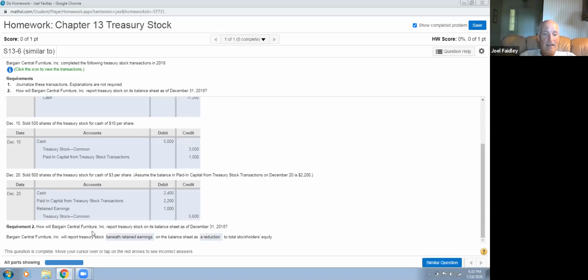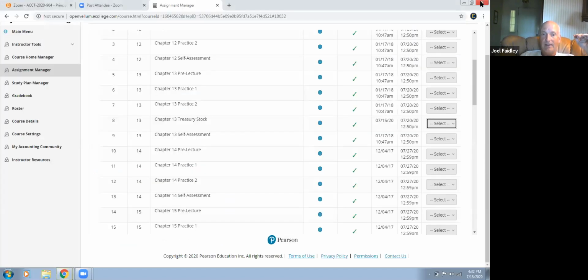How will Bargain Central Furniture report treasury stock on its balance sheet? We report treasury stock beneath retained earnings on the balance sheet as a reduction to stockholders' equity. All right. Okay, so that was treasury stock. So that leaves the self-assessment.